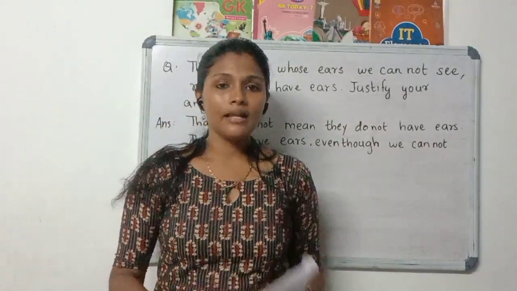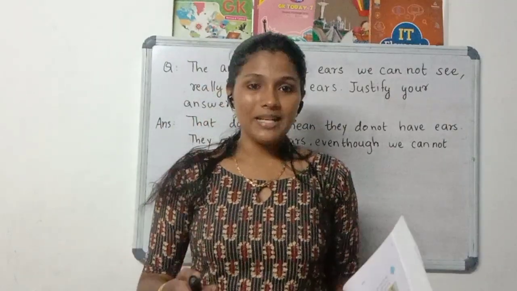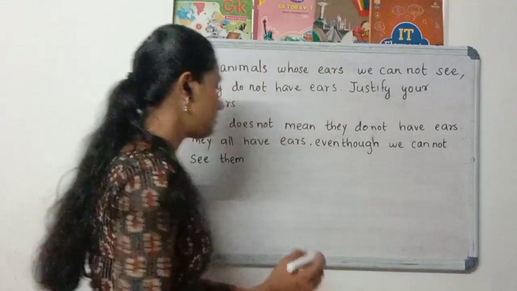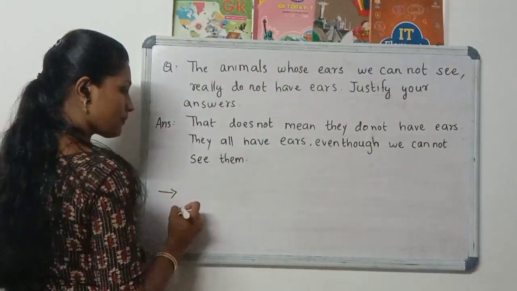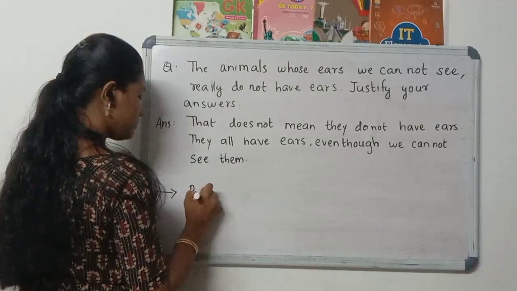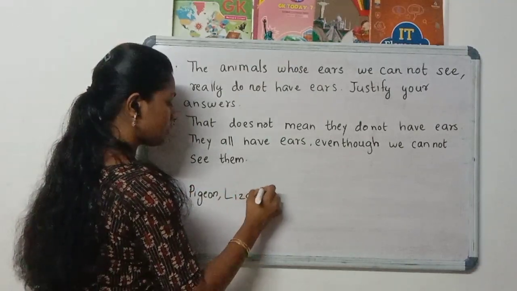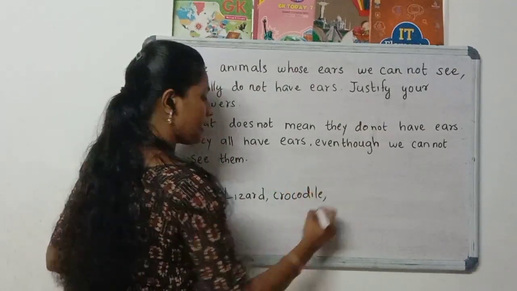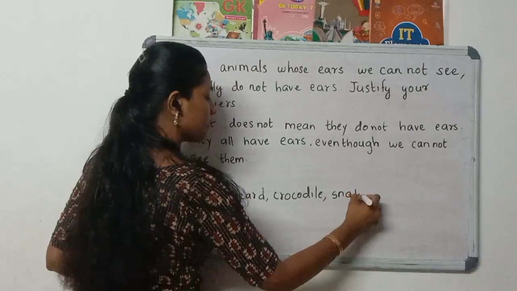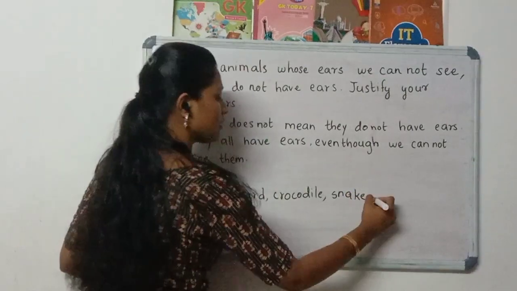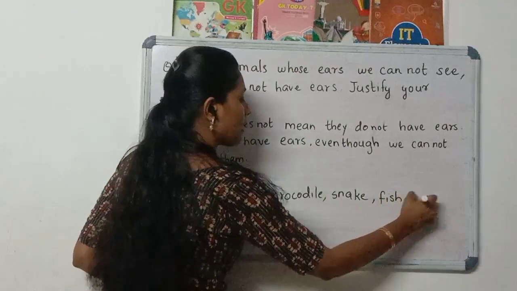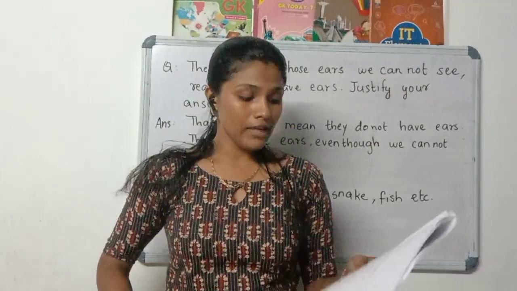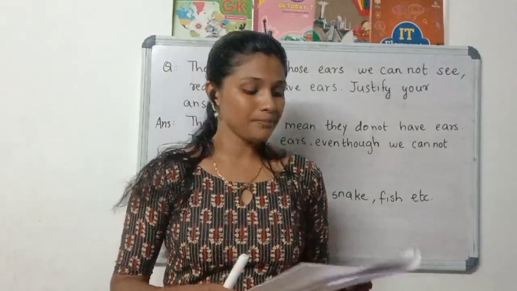Okay, then can you please tell me some animals which have ears but we cannot see them? Just name something. Okay, a pigeon, lizard, then crocodile, then a snake, then fish, etc. These organisms or living things have ears even though they are not visible to us.